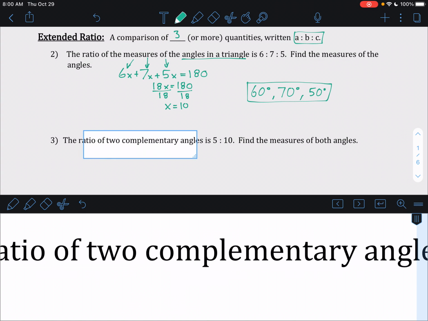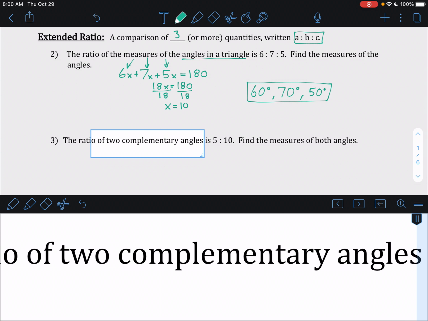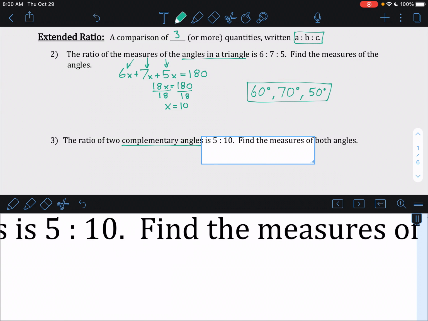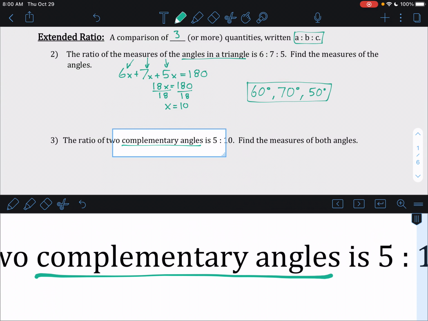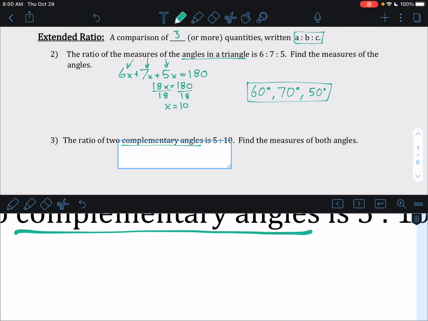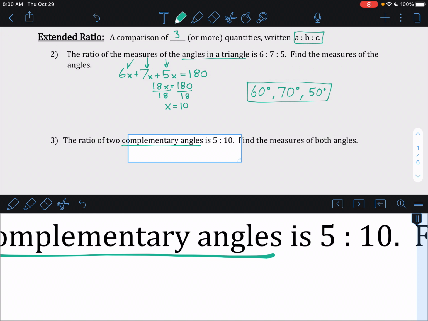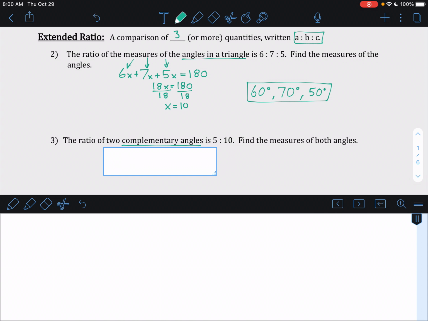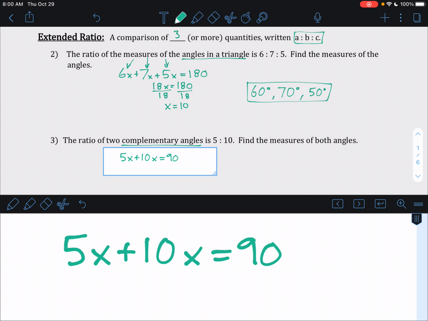Up next, we have this problem. It's saying the ratio of 2 complementary angles is 5 to 10. Find the measures of both angles. Remember, complementary angles add up to 90 degrees. So I'm going to do the same thing here. And it says 5 to 10, but really they should have reduced this ratio more to 1 to 2. But we will do the same thing we did on the last one. I'll just do 5x plus 10x equals 90 because they're complementary this time.